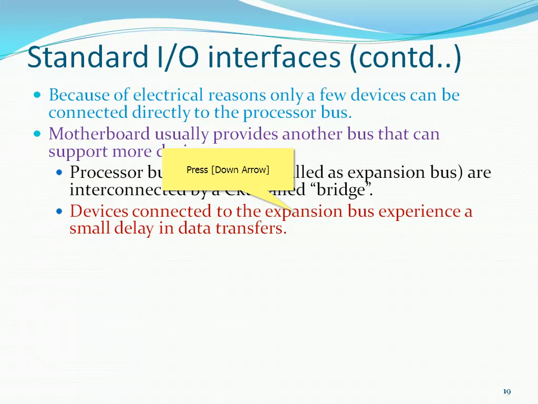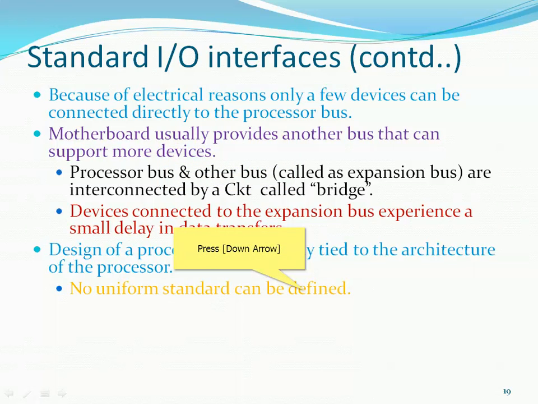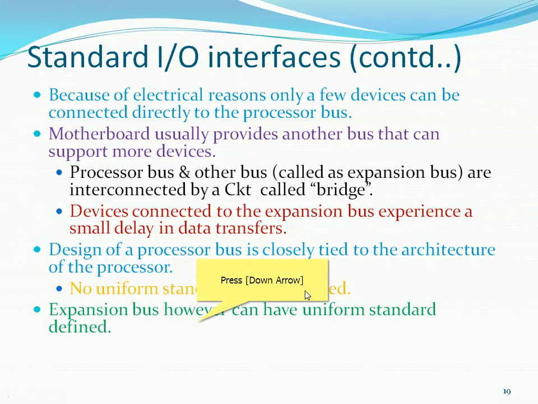So heterogeneous speeds and sizes are going to be handled, and multiple differences will be there. The design of the processor bus is closely tied to the architecture of the processor. The design of the bus will evolve, and it may be influenced by the architecture, which may be private or from some R&D center. No uniform standard can be defined in that case. The expansion bus, however, can have a uniform standard defined.